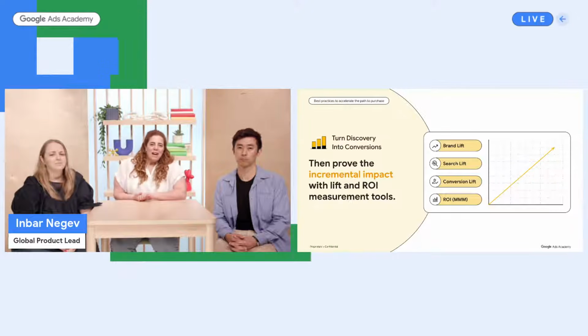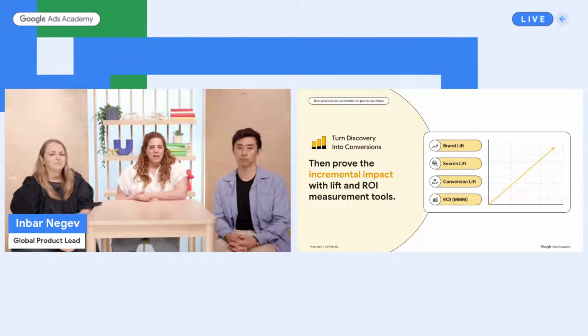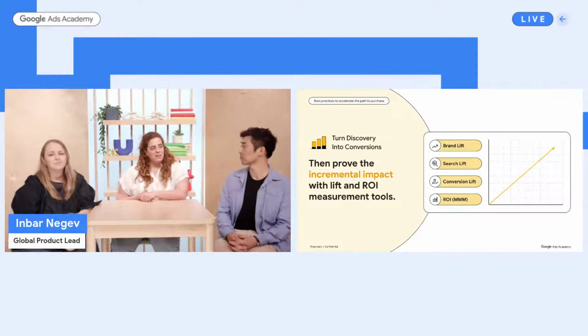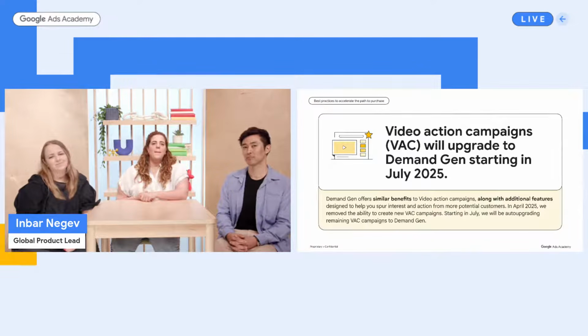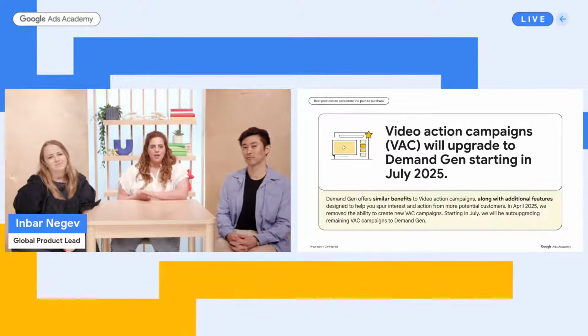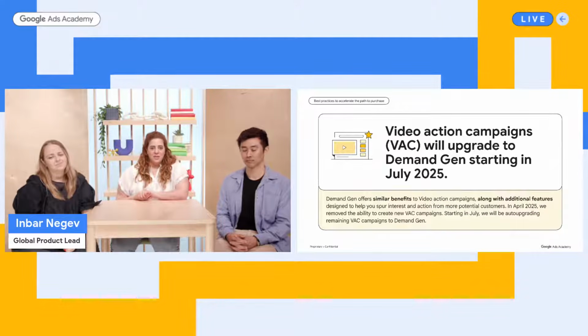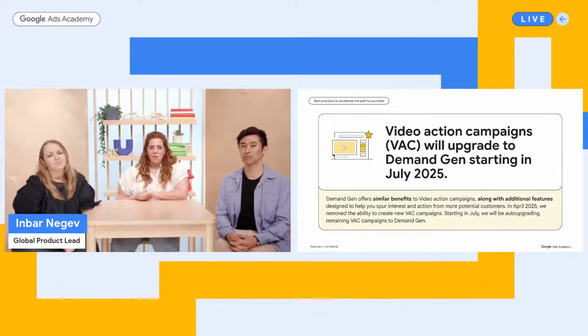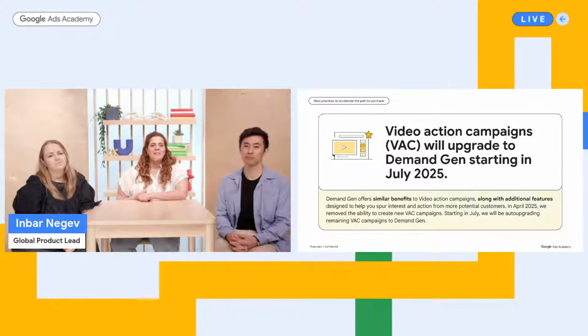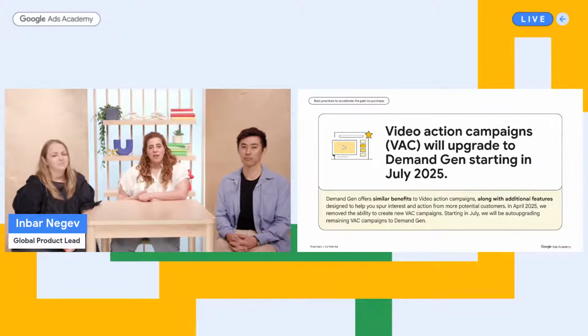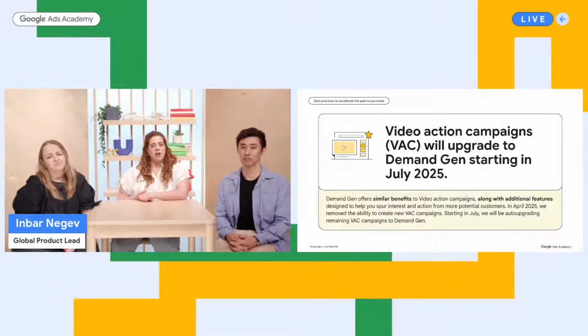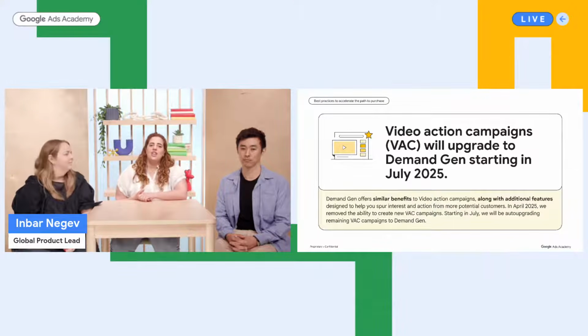So that's all for best practices, but before we jump into Q&A, we do have one important announcement to cover. If you've used or are using Video Action campaigns, they are being upgraded to Demand Gen. We are encouraging everyone, including you, to create Demand Gen campaigns now using our upgrade tool ahead of the auto-migration that is going to take place in July.